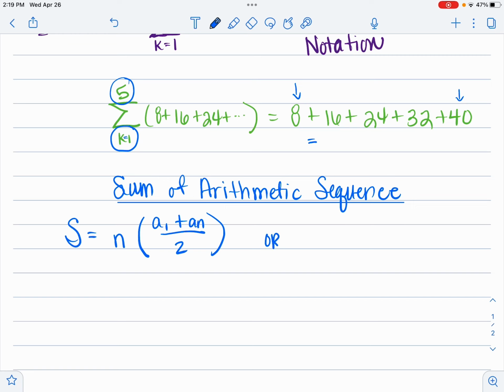Or, and this is really the same formula, just tweaked a little bit: n over 2 times 2 times the first term plus n minus 1 times the common difference. So depending on what you're given, one of them is going to be easier or more useful than the other one. So let's do a quick one for this one. Let me find a good one.